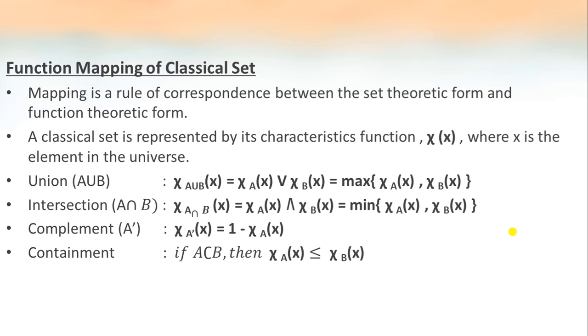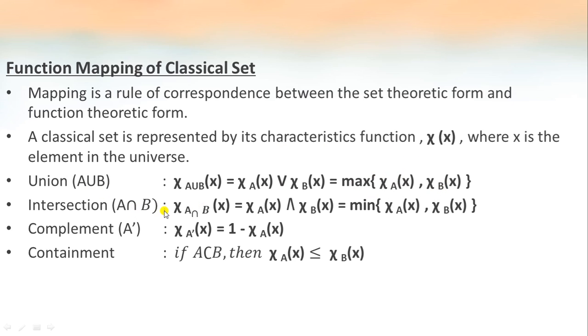Mapping is defined as a rule which states the correspondence between the set theoretic form and function theoretic form. In the case of a classical set, it is represented by a characteristic function psi of x, where x is an element in the universe. If we take the operation A union B, it will return the maximum of the elements from set A and set B.